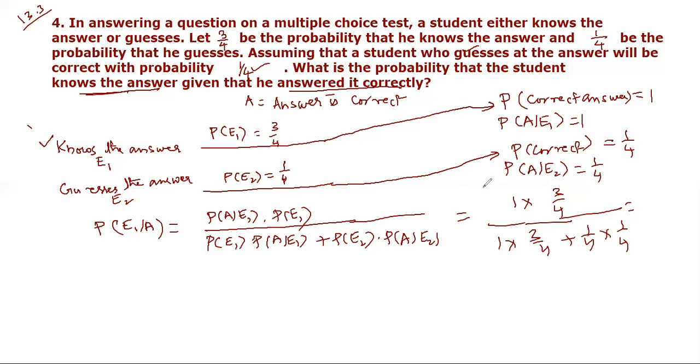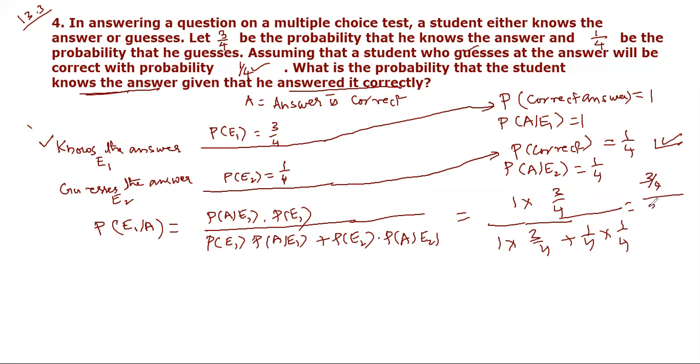Before that, the statement is given, assuming that the student who guesses at the answer will get it correct with probability 1 by 4. That we have taken. If he guesses the answer and he ticked correctly, that is 1 by 4. But we have to find that he knows the answer given that he answered correctly. Got it?